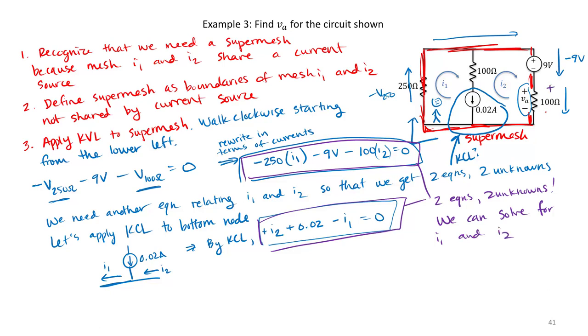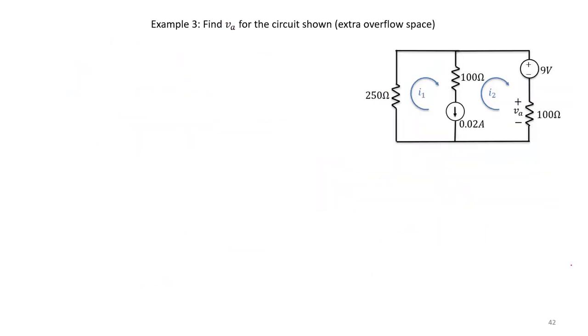Then how do we find VA? Remember, our goal at the end of the day was to find VA. Well, we know VA is going to be equal to 100 I2. That's the voltage across our 100 ohm resistor. So once we know I2, we can plug I2 in to determine VA. So let's go ahead and do that.